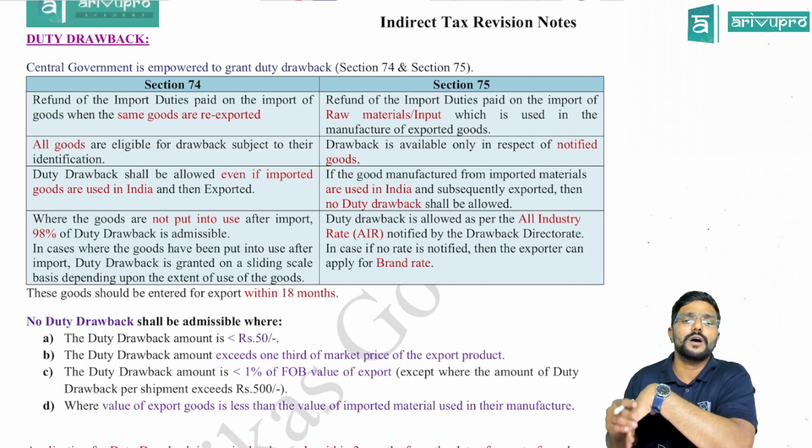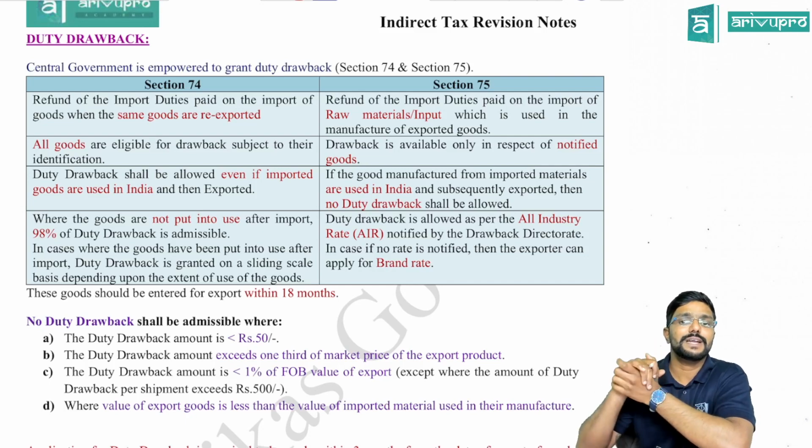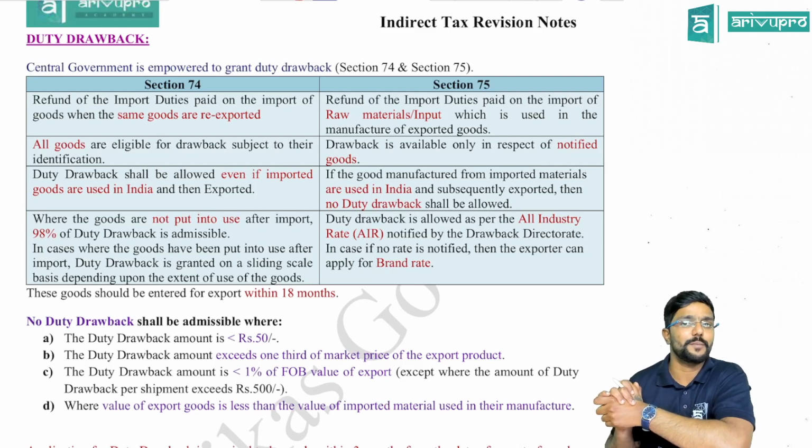Under Section 74, all goods are eligible for duty drawback, subject to their identification. Whereas in case of Section 75, only notified goods can enjoy the duty drawback.